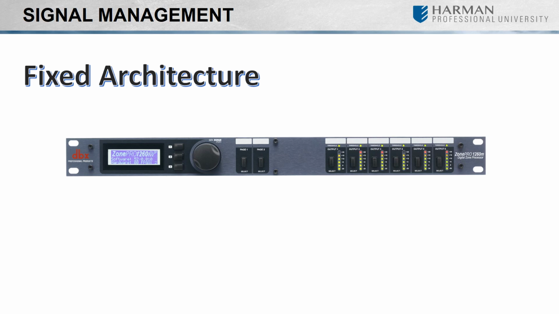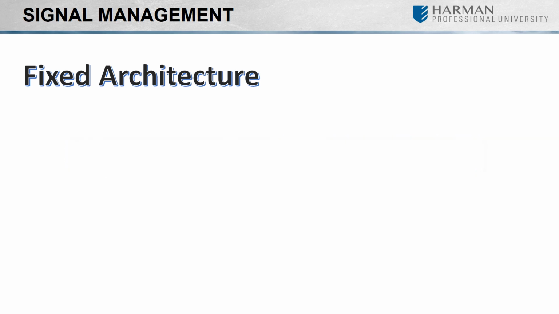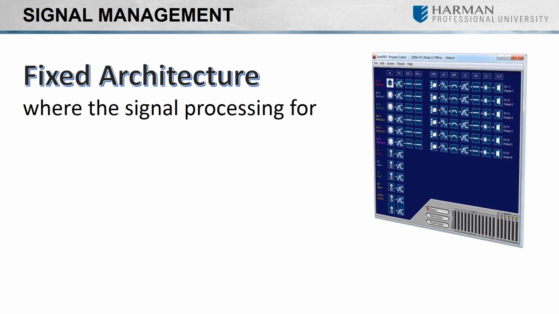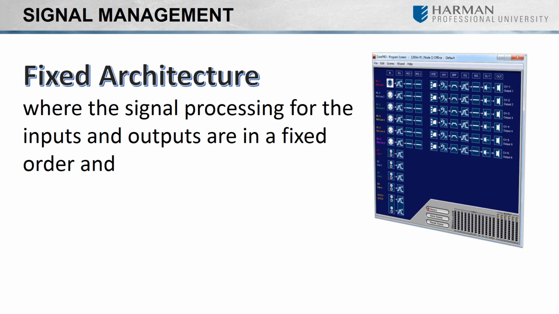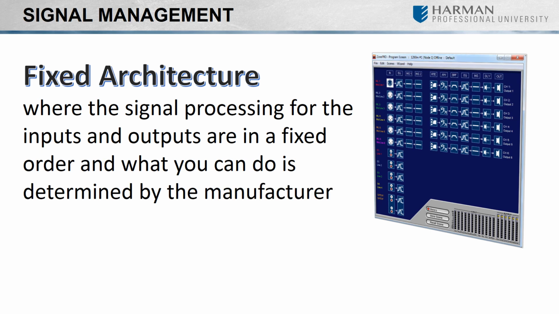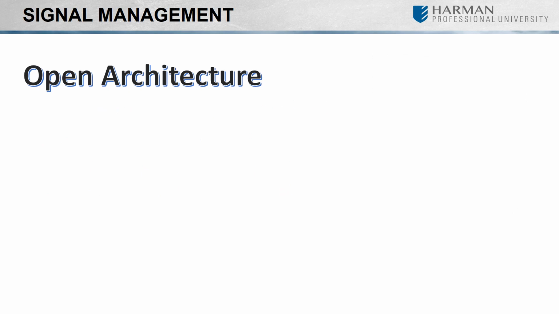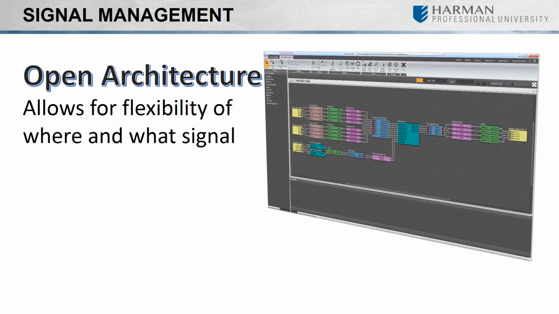Much like we've seen throughout the videos, there are many different options to choose from. Specifically in the installed sound market, there are really two trains of thought. You have fixed architecture DSPs where the signal processing for the inputs and outputs are in a fixed order. The signal processing available to you to work with is determined by the manufacturer. Then on the opposite side of the coin, someone gives you nearly every signal processor you can think of with an infinitely sized rack and says, do what you want.